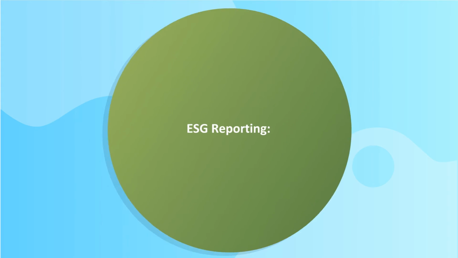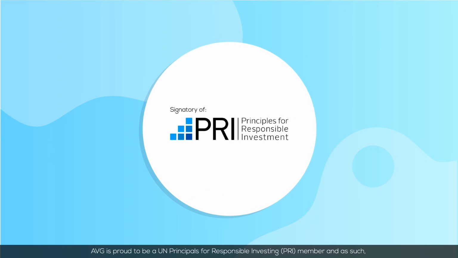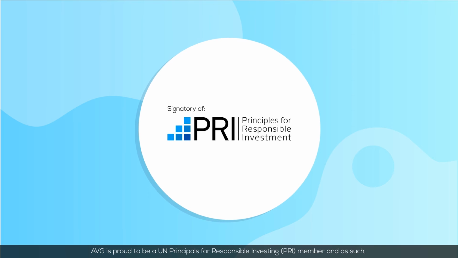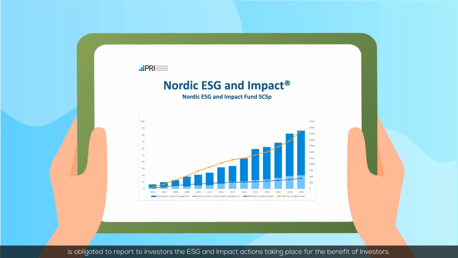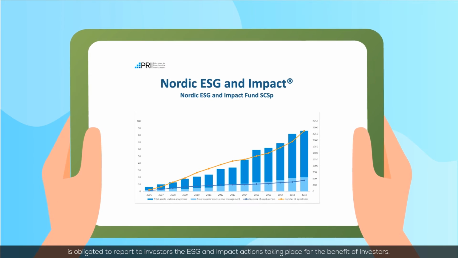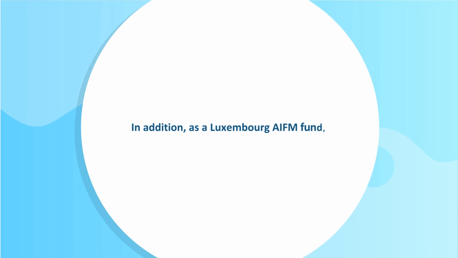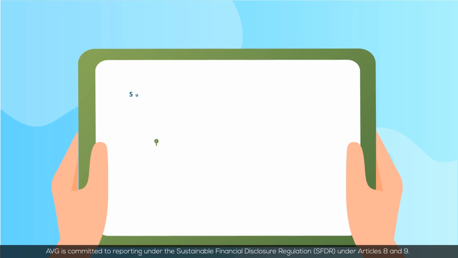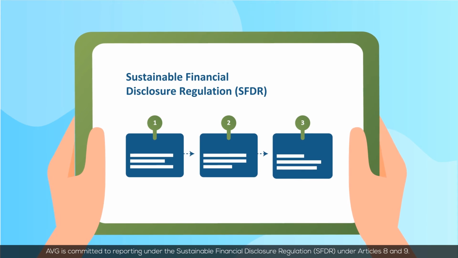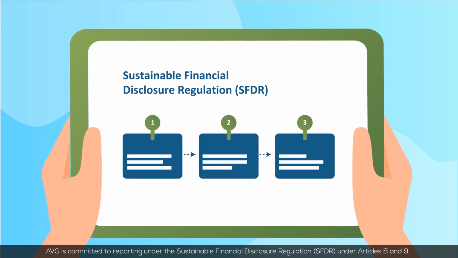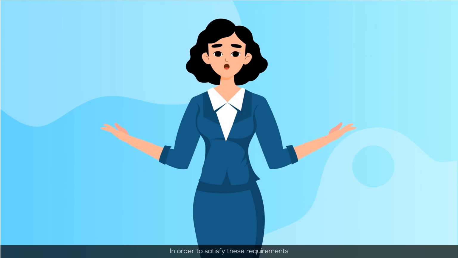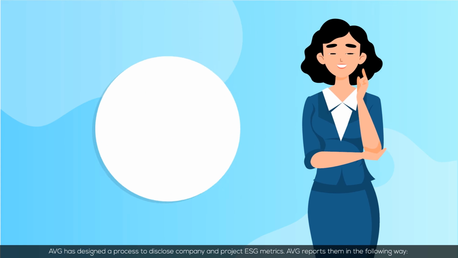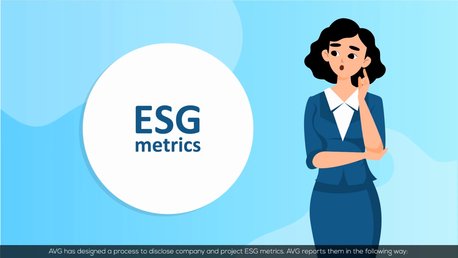ESG reporting. AVG is proud to be a UN Principles for Responsible Investing (PRI) member, and as such is obligated to report to investors the ESG and impact actions taking place for the benefit of investors. In addition, as a Luxembourg AIFM fund, AVG is committed to reporting under the Sustainable Finance Disclosure Regulation (SFDR) under Articles 8 and 9.